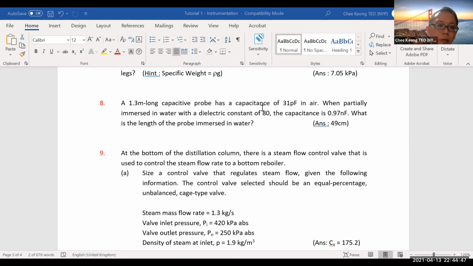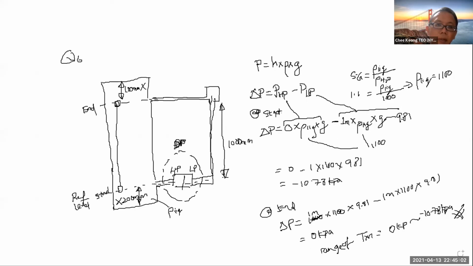Question 8, for the formula for the capacitive probe. So the formula for the capacitive probe is, let's go back to the whiteboard. And of course, I have to clear this. Later you can rewind and check the answer again.